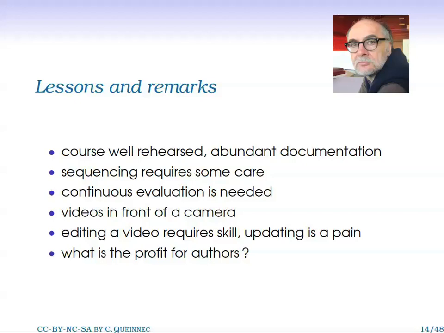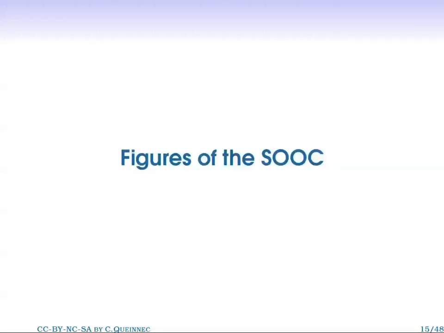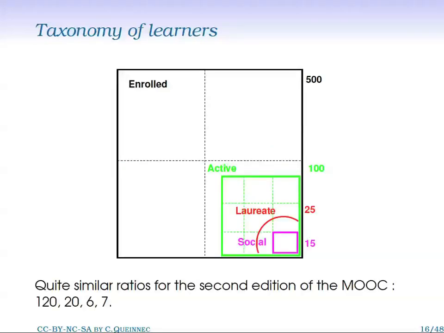And the last question is, but what is the profit for authors? And the main profit is enriching his own ego. So let me give some figures of this SOOC, of this small open online course. So here is the taxonomy of the learners. These are the numbers of the first edition, and the numbers of the second edition are there, but the ratios are quite the same.